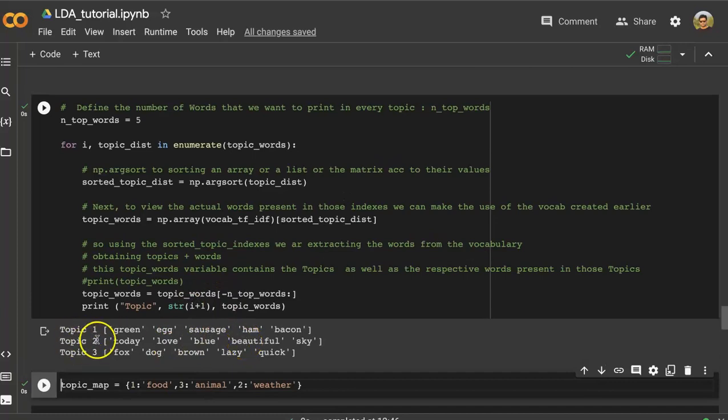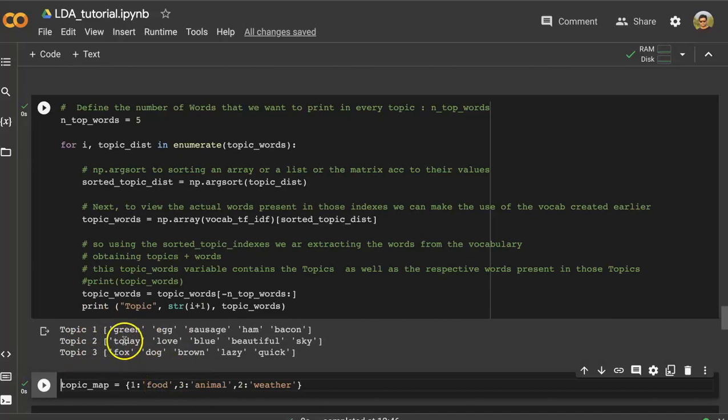Now we will also understand the topic for each of these words. It's not very interesting if I give you a word and you say it is from topic 2, but what is this topic 2? So I need to map it to some human-understandable words. If we read the words in topic 1, we see they are mostly related to food, so if I see topic 1, I will map it to food.